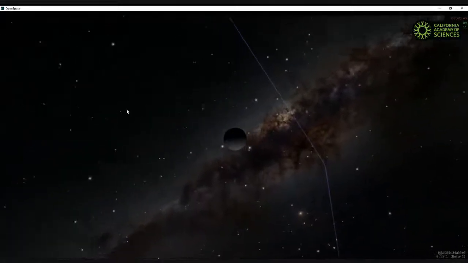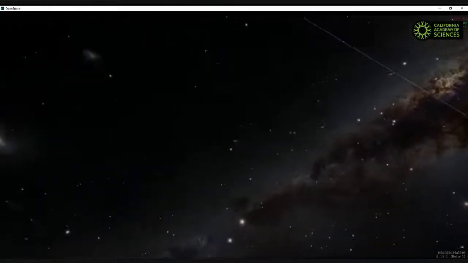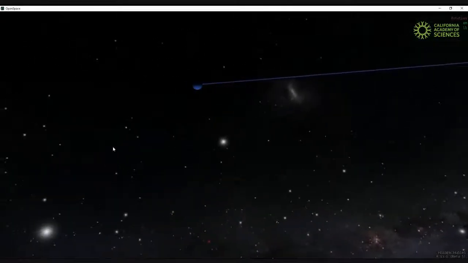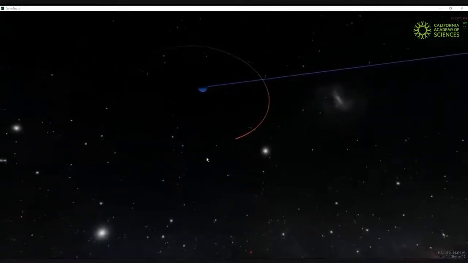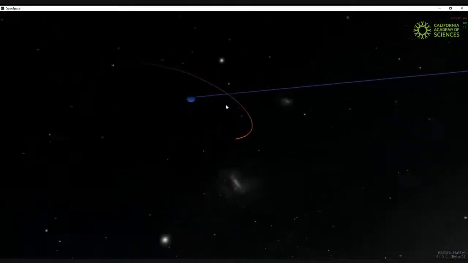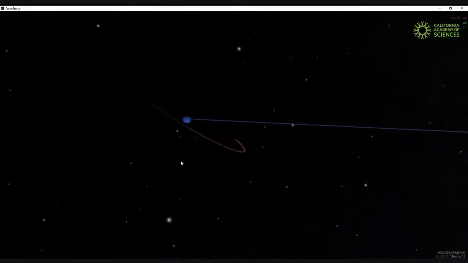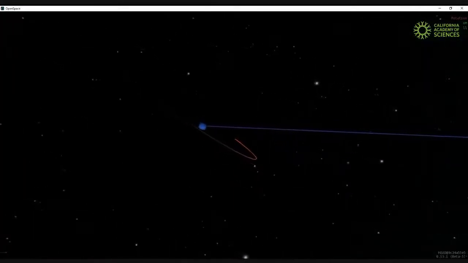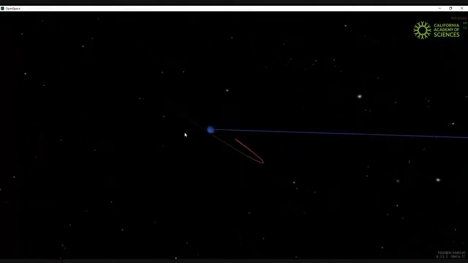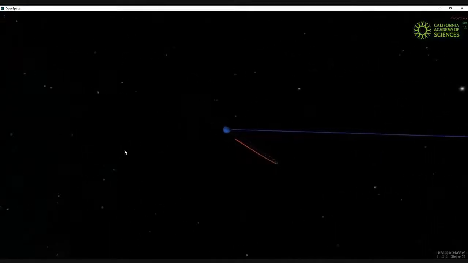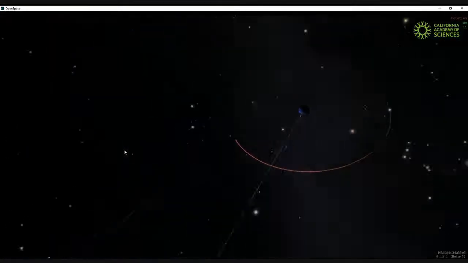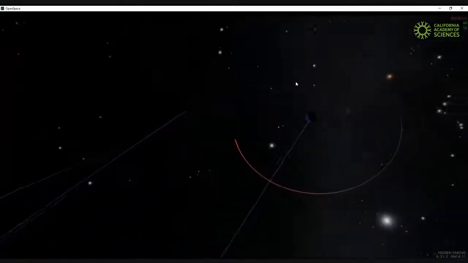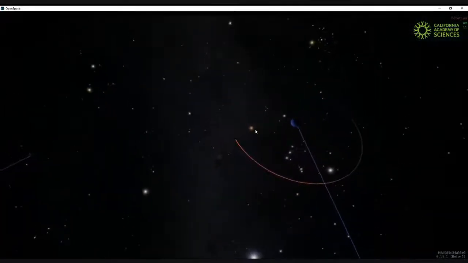If we show the trails, though, you can immediately see something kind of interesting about Triton. Let me see if I can put on the trails. Here we go. So Triton goes well above and well below the plane of Neptune's transit through the solar system. Neptune's traveling along around the sun. You can see the sun way over there. And as it's traveling along, Triton goes significantly above and below the plane of the planet.